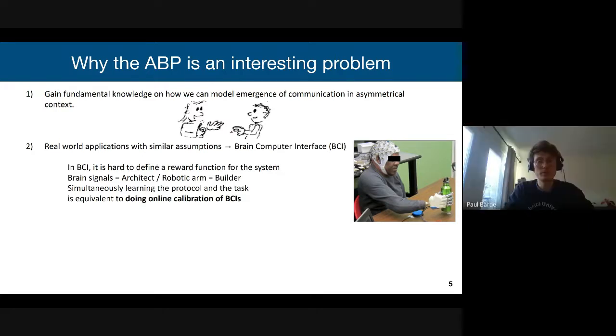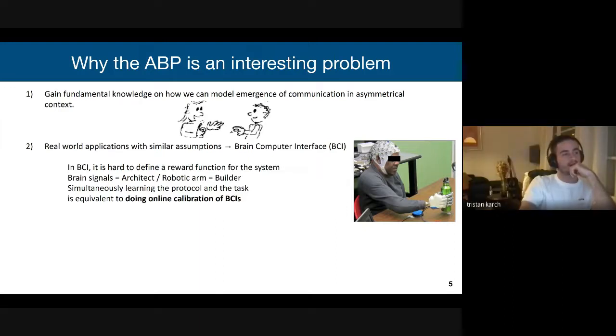Is my impression correct? So go ahead, Tristan, if you want. I mean, the architect does not need any reward because it's provided by the environment. But you are right, the communication is one-sided inside our setup. There is no way for the builder to ask anything of the architect, which could be realistic as well. But in our case, the builder is simply waiting for messages from the architect.